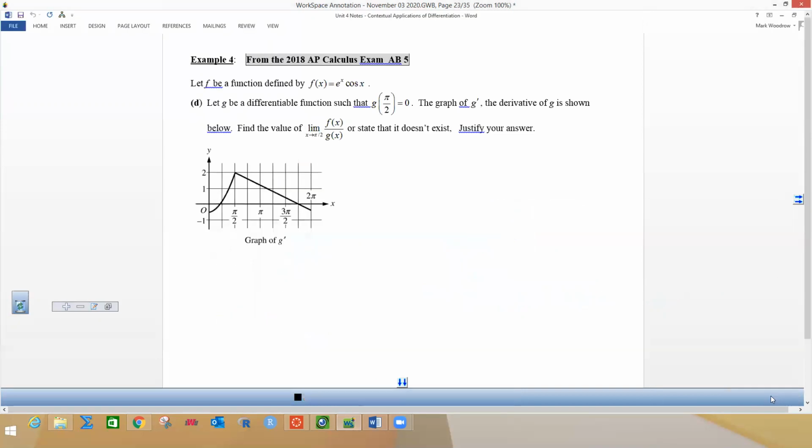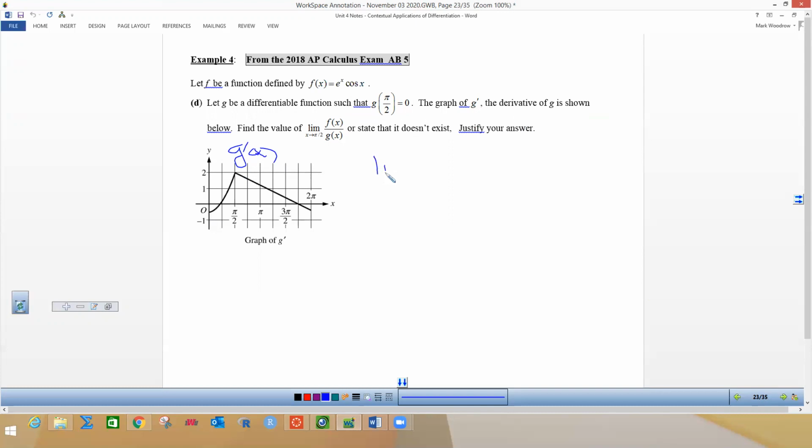All right, this is the last problem, and this is off the 2018 AP exam. This is an open-ended question, so it's part D of it. It says, let f be the function defined by this. Let g be the differentiable function such that g of pi over 2 equals 0. The graph of g prime, the derivative of g, is below. So this is the g prime graph right here. Find the value of the limit as x approaches pi over 2 of f of x over g of x.